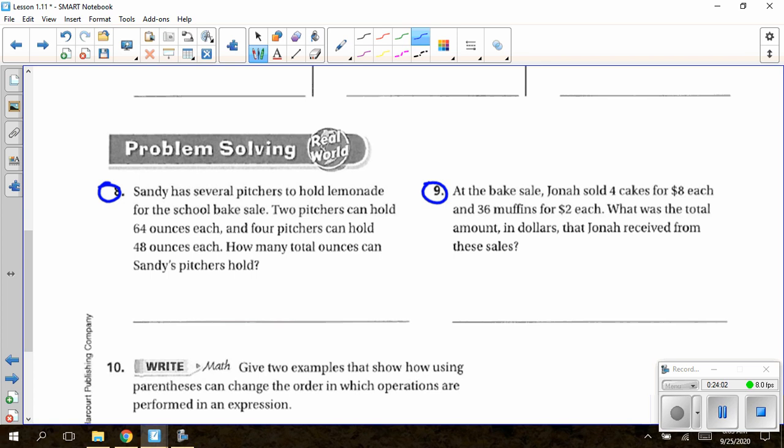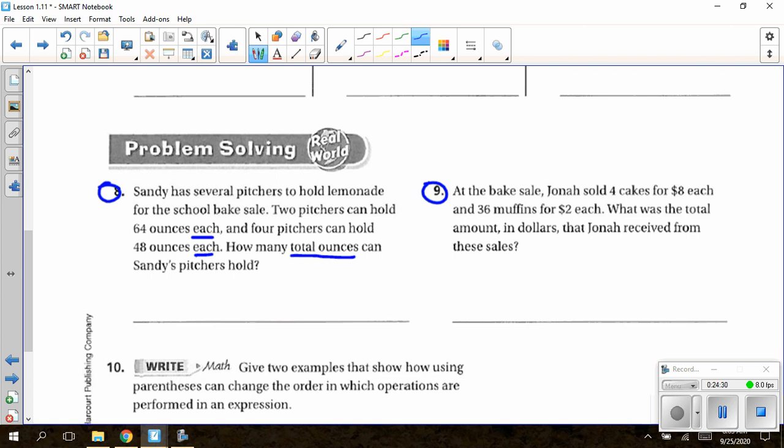2 pitchers can hold 64 ounces each, and 4 pitchers can hold 48 ounces each. How many total ounces can Sandy's pitchers hold? So with that word each, I know I'm going to be doing some multiplying, and they want to know how many total ounces all of the pitchers can hold. So I know I'm going to have to do some adding at the end.